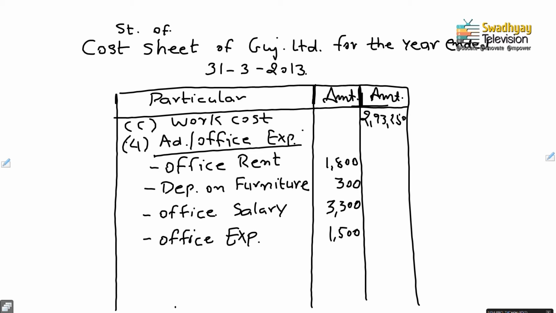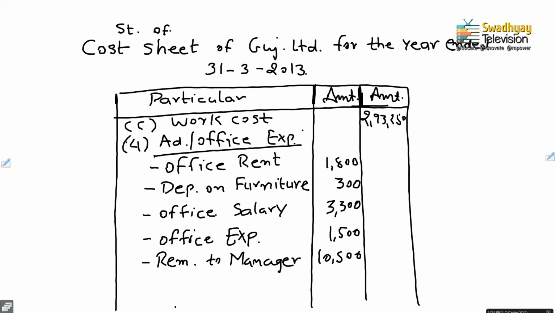One more item, remuneration to manager, and remuneration to manager is very clearly mentioned for office. That means the salary or remuneration paid to the managers who are working in the office, that is 10,500 rupees, but naturally it is recorded under the office expense because it is considered as an admin expense and office expense.